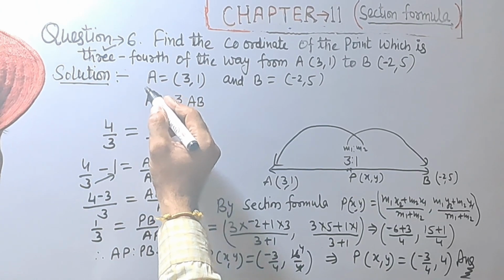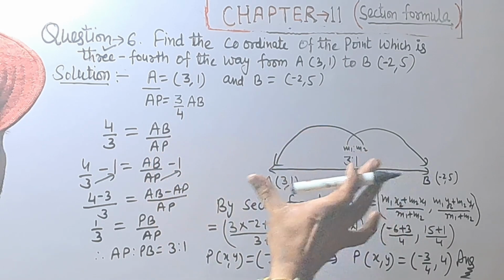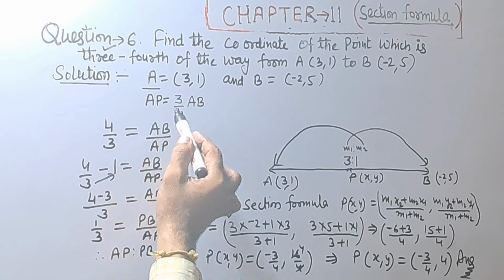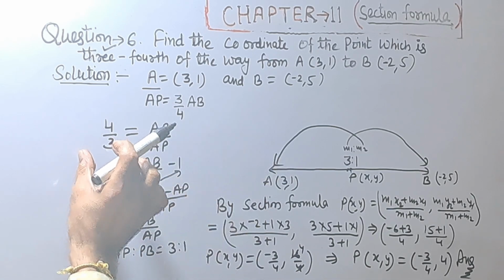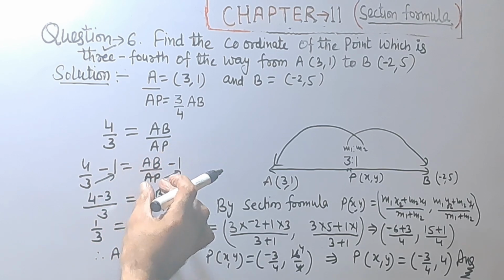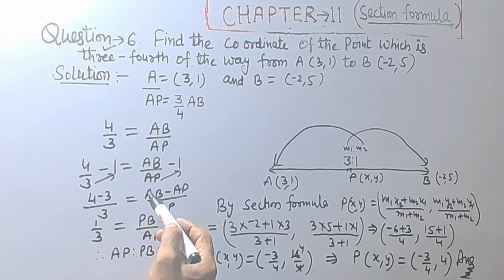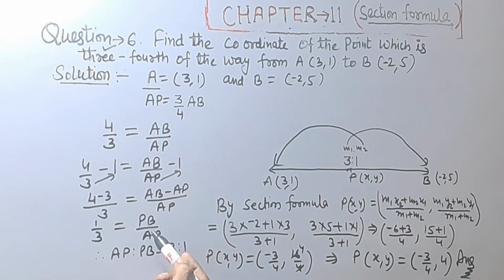Answer: given A is equal to (3, 1) and B is equal to (minus 2, 5), AP is equal to 3/4 of AB. 4 upon 3 is equal to 4 multiplied by the left side and divided by 3 is equal to AB upon AP, and we are subtracting 1 on both sides. 4 upon 3 minus 1 is equal to AB upon AP minus 1. 3 1s are 3, 4 minus 3 is equal to 1 upon 3, and AB minus AP is equal to PB, and we find the ratio AP to PB, so the reciprocal is 3:1, and we get the ratio that is equal to 3:1, and we are using the section formula.